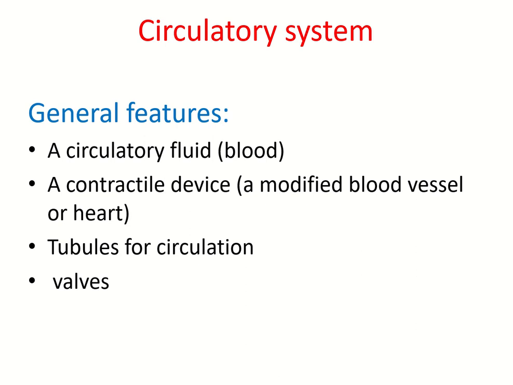Circulatory system generally you can say comprised of four major portions. Number one, it has to contain a circulatory fluid, which we know is blood, a contractile device. It might be a modified blood vessel or a complete heart. The tubules or vessels for that circulation, and number four is valves.